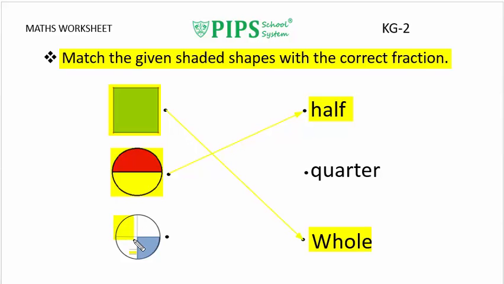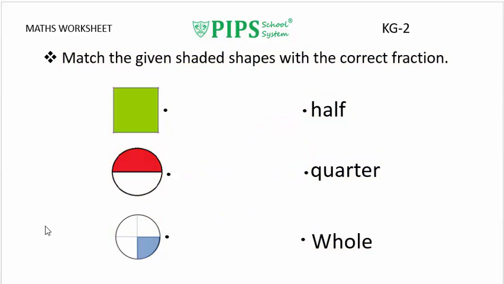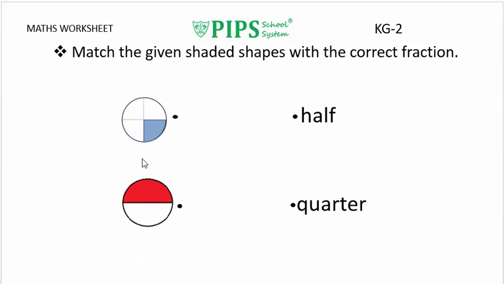It is also sphere in shape and it is quarter. When we cut the whole shape in four equal parts, each part is quarter of the whole. Here are the spellings of quarter. Let us match the shape with its spelling like this. KG2 class, come to the next shape.